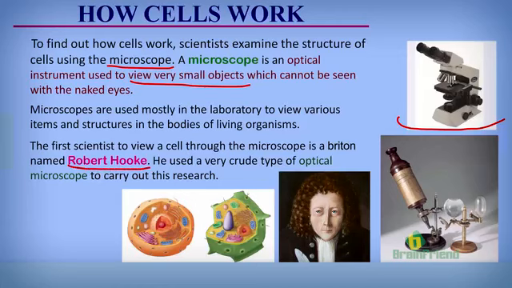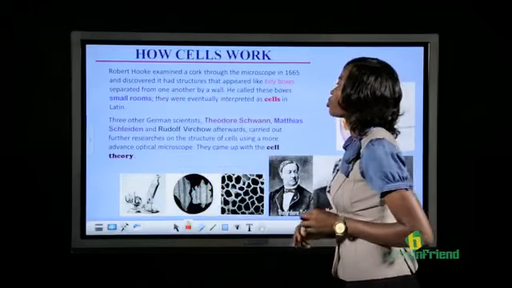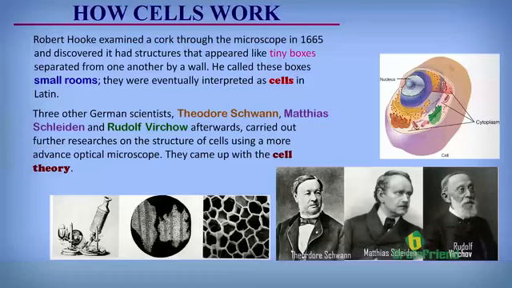So we cannot talk about cells without mentioning this man. Robert Hooke used a very crude type of microscope. He used a crude type of optical microscope. There are two groups of microscope. We have the optical microscope, and the electron microscope. So we are saying Robert Hooke used the optical microscope, but in his case, he used a very old type, crude.